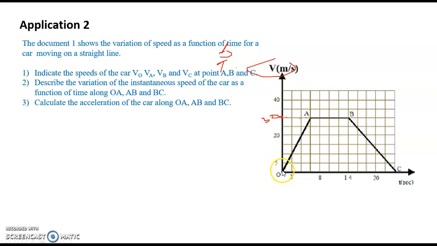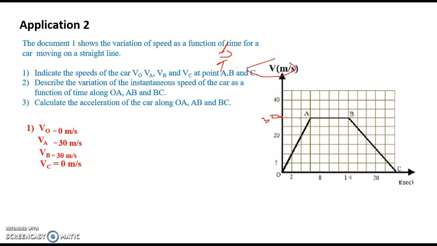So graphically, VO is 0 meters per second. Do not only write 0, you have to write the unit. For VA, we have to do a projection on the y-axis to know it's 30 meters per second because it's halfway between 20 and 40. VB is similarly 30 meters per second, and VC is back to 0 meters per second.